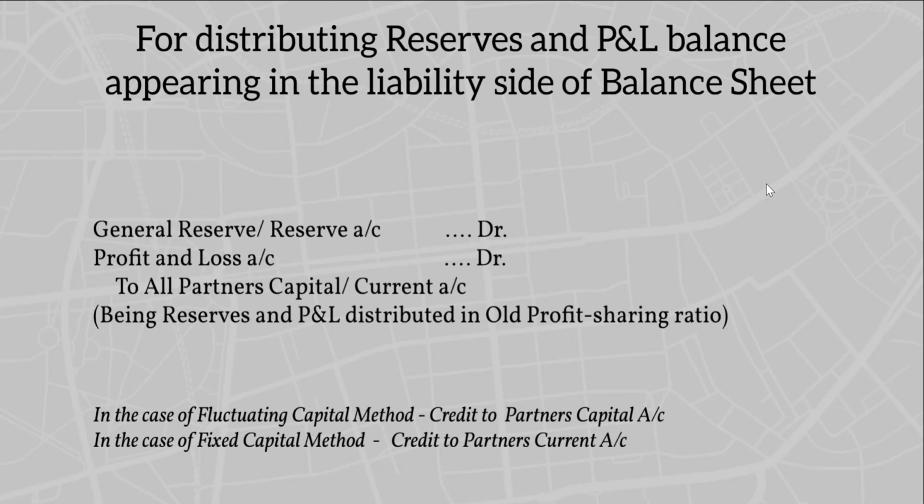So the journal entry for distributing reserves and P&L balance, the liability side items, is that we need to debit the general reserve. We'll debit the P&L balance appearing in the liability side of the balance sheet and credit this total to all the partners' capital or current accounts in their old profit sharing ratio. In case of fluctuating capital method, we'll credit the partners' capital account, and in the case of fixed capital method, we'll credit the partners' current account.